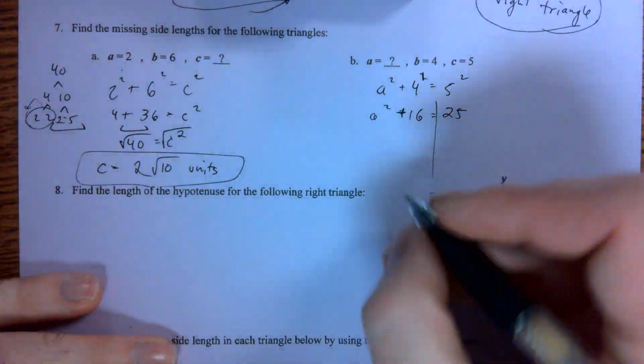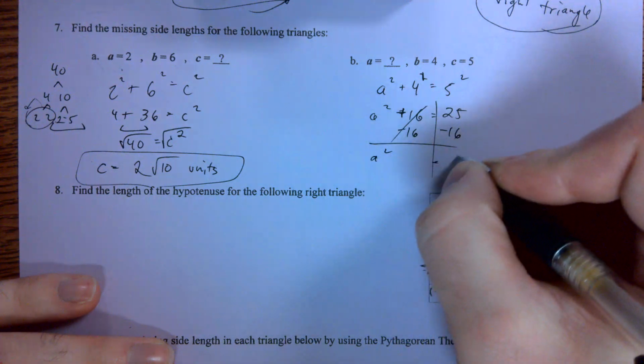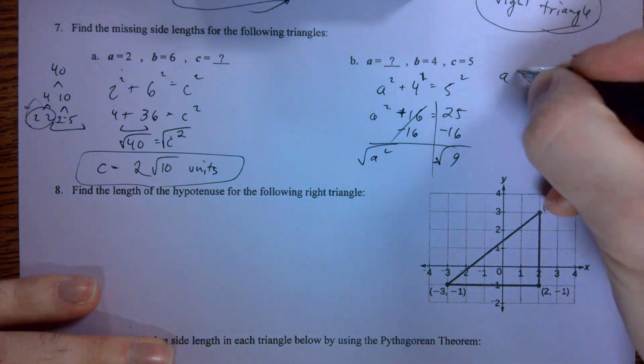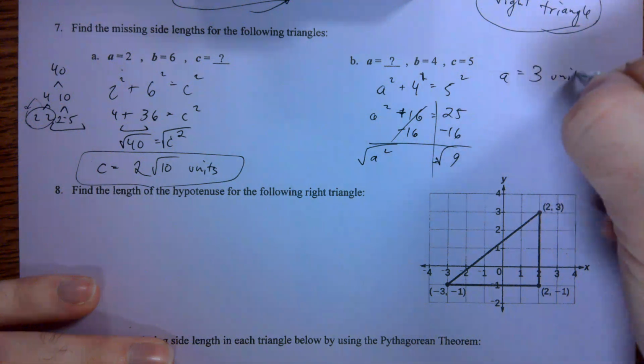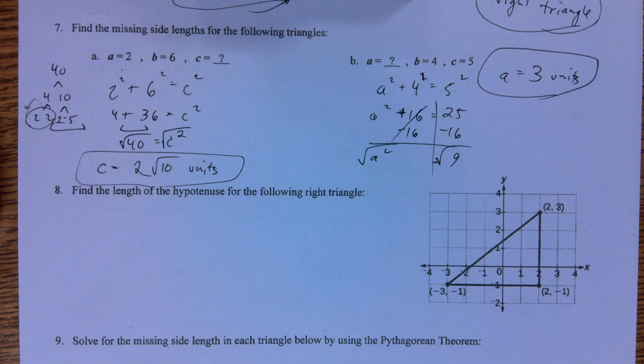If I want to move 16, I've got to do the opposite. I'm going to subtract 16 from both sides, leaving me with A squared equals 9. So when I take the square root, I end up with just A equals 3 units. Nice, a perfect square comes out to a whole number, 3. No need to make a factor tree because I know my perfect squares like the back of my hand. Make it nice and quick.